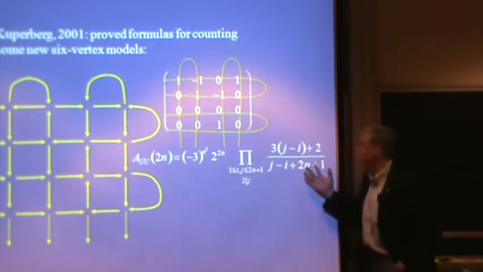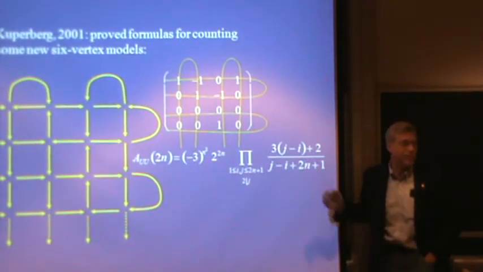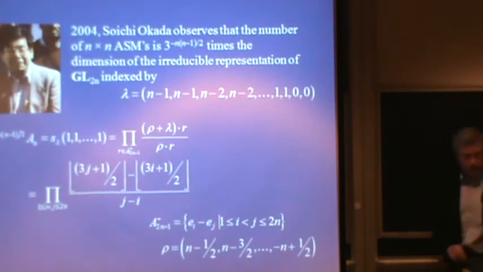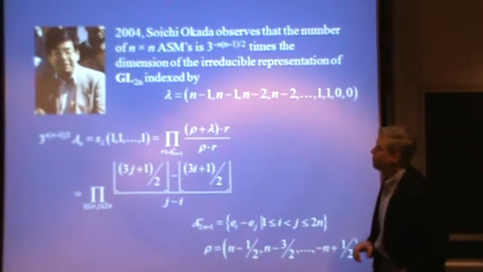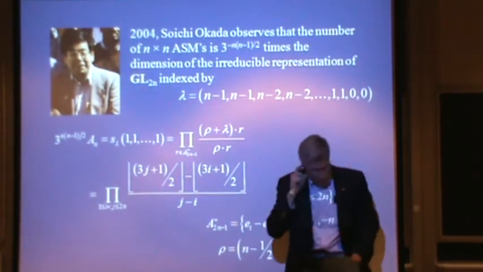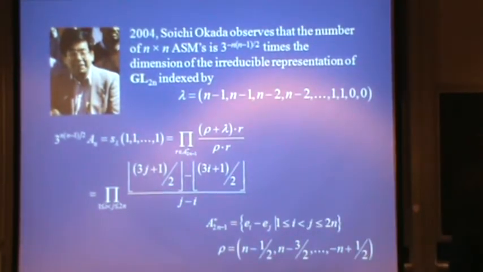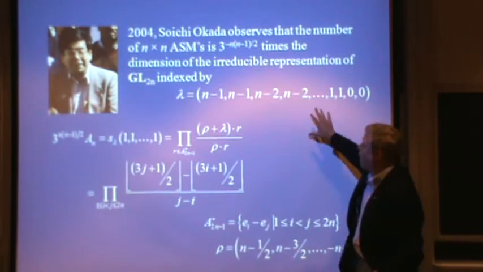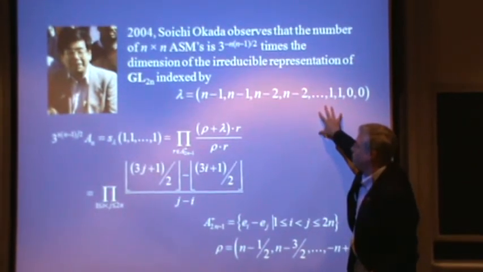And he proved this formula for counting the number of UU alternating sign matrices. So there are things that can be done along those lines. Soichi Okada, 2004, was able to extend some of Greg Kuperberg's work, again using the 6-vertex model as the basis and using the triangle-to-triangle relation as the key insight.